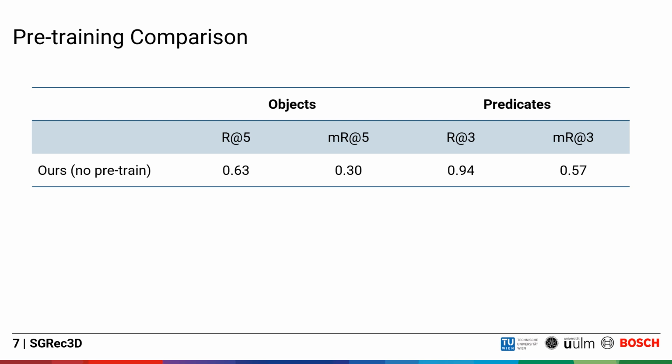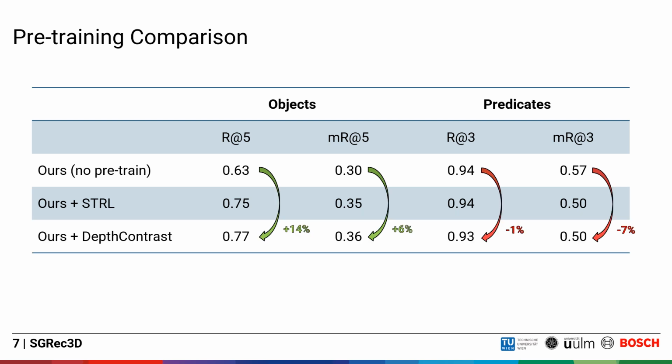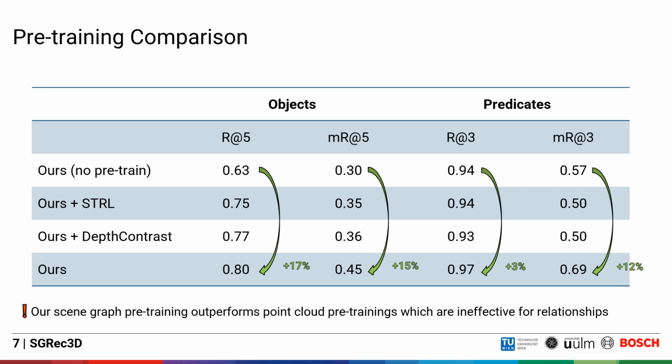However, we ask ourselves, how does our pre-training approach compare against other modern point cloud-based pre-training approaches? Here, we report the object and relationship prediction performances on two different object and relationship metrics for our model without pre-training. Here, we report our model pre-trained with the recent point cloud-based pre-training strategy SGRL. We observe that this pre-training improves object prediction but does not improve relationship prediction or actually decreases the relationship prediction performance. The same can be observed for DepthContrast, another recent point cloud-based pre-training approach. In contrast, our approach is not only effective in improving object prediction, where it improves results even further than SGRL or DepthContrast, but due to its tailored scene graph-based pre-training, it is also effective for improving relationship prediction compared to our base model.